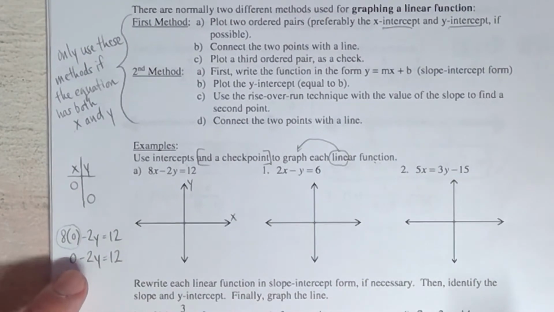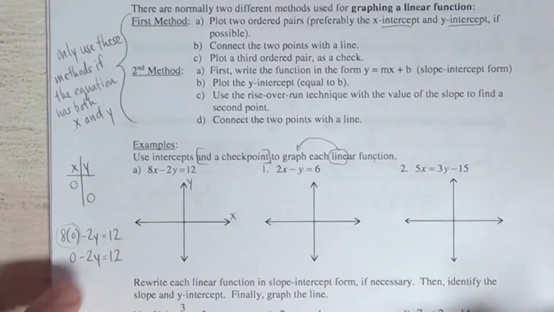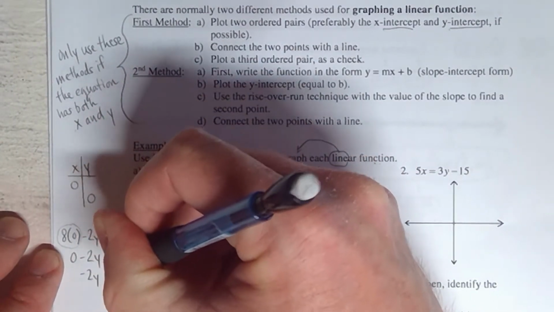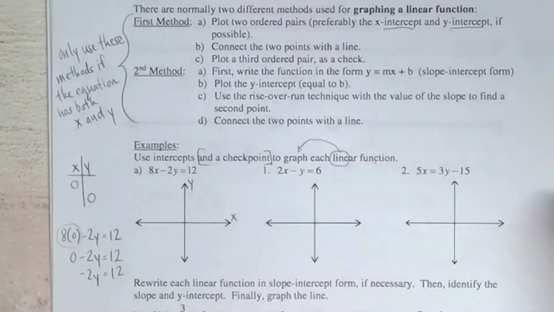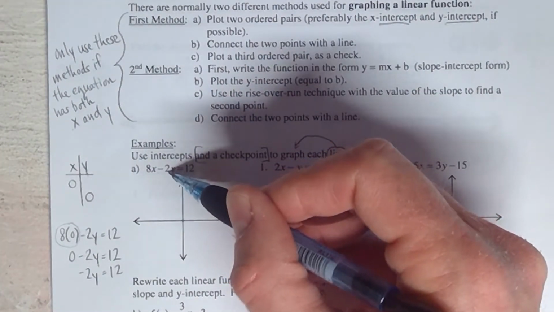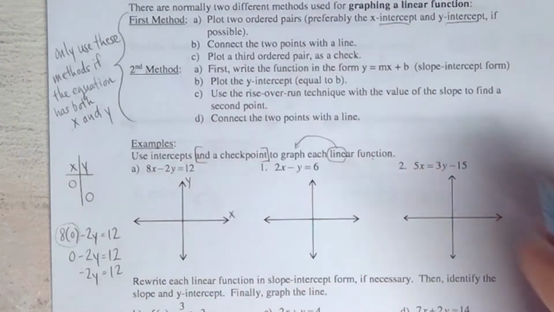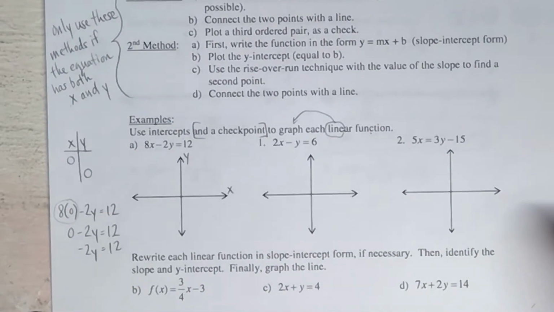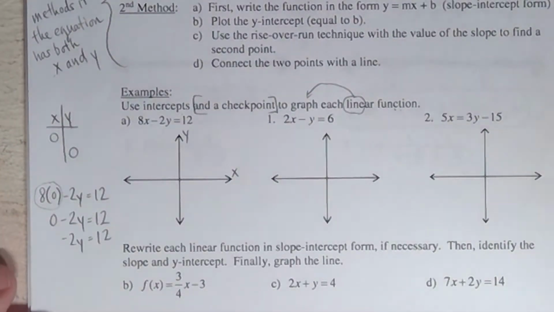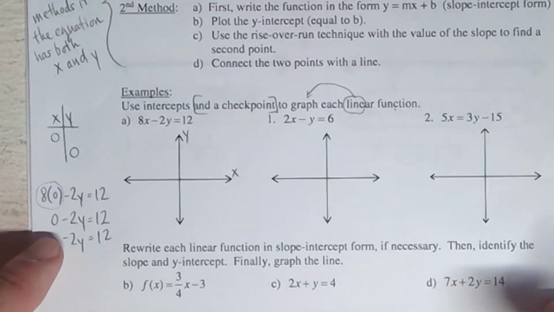And I know that because 0 minus 2y is negative 2y. So it's as if that 8x term was never even there, right? See how it just kind of went away? It's as if the 8x disappeared into thin air and all you have left is negative 2y equal to 12. That's what happens when you plug in 0. That doesn't happen when you plug in other numbers, but it does when you plug in 0. So that's kind of nice, all right?